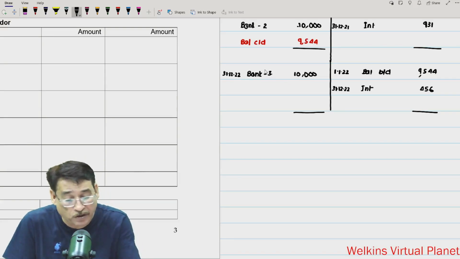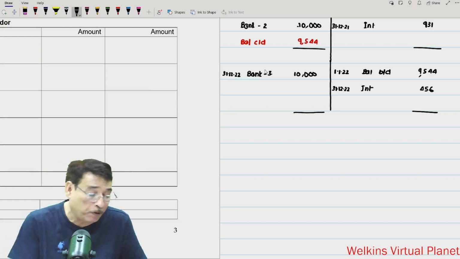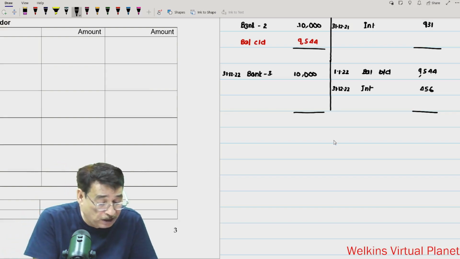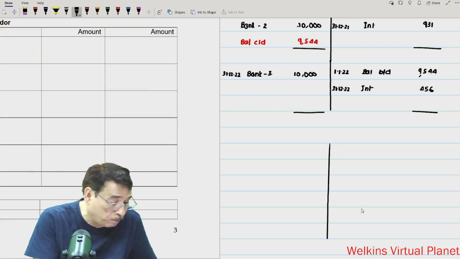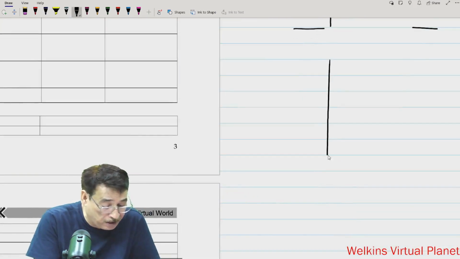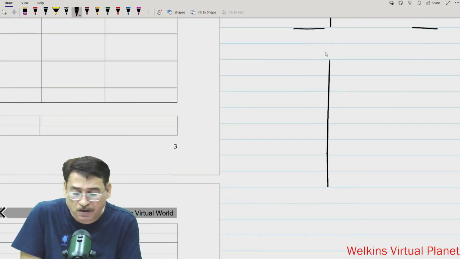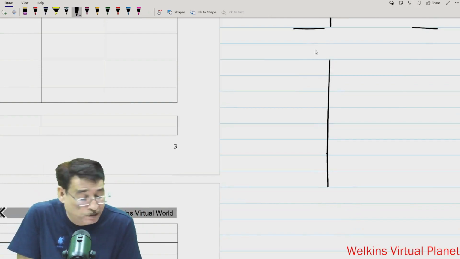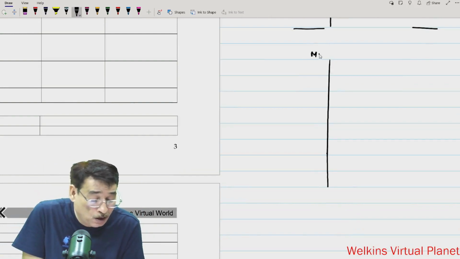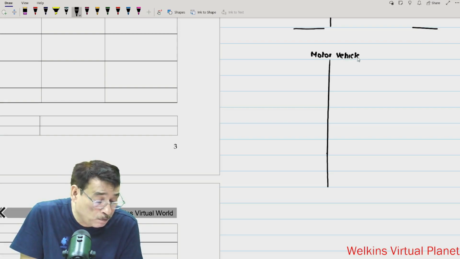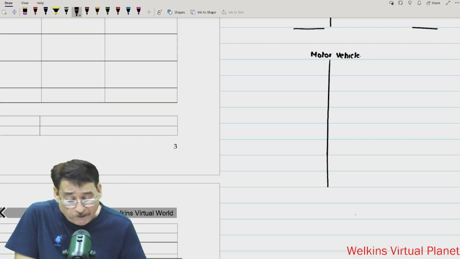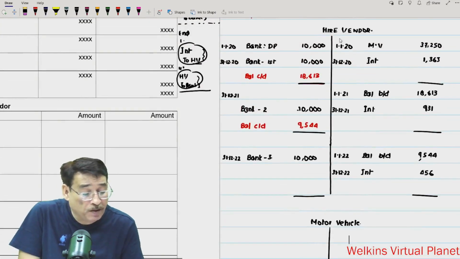In the books of purchaser, not only hire vendor account is prepared, but also we will see that an asset account is also prepared. Asset account, that is motor vehicle account in this particular case, which is very simple. Just for the sake of understanding, I am telling you motor vehicle account. Correct?